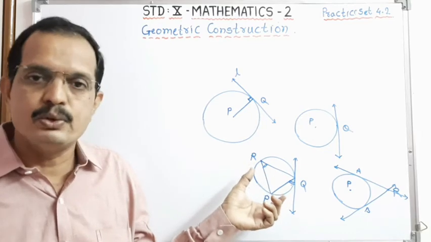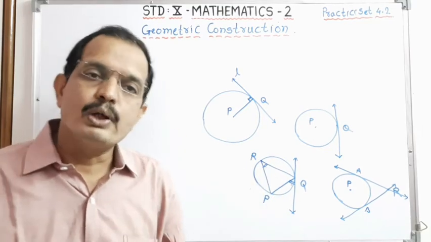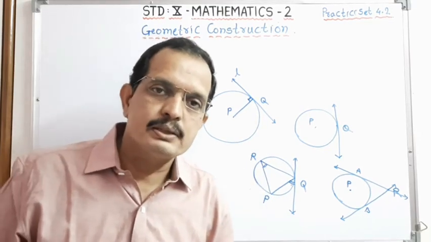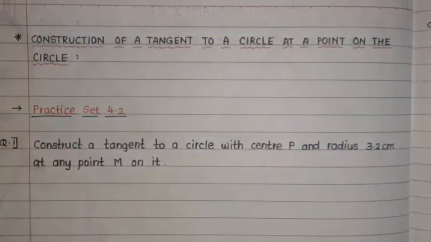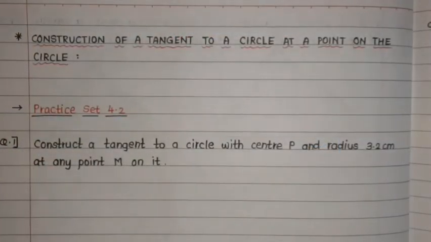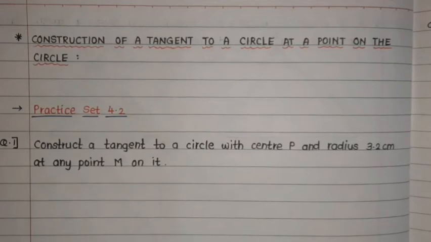Therefore, I explained it to you. Now, dear students, we have to start with practice set 4.2. Just now, I explained to you about the tangent of a circle and how to construct the tangent of a circle. Now we have to learn.